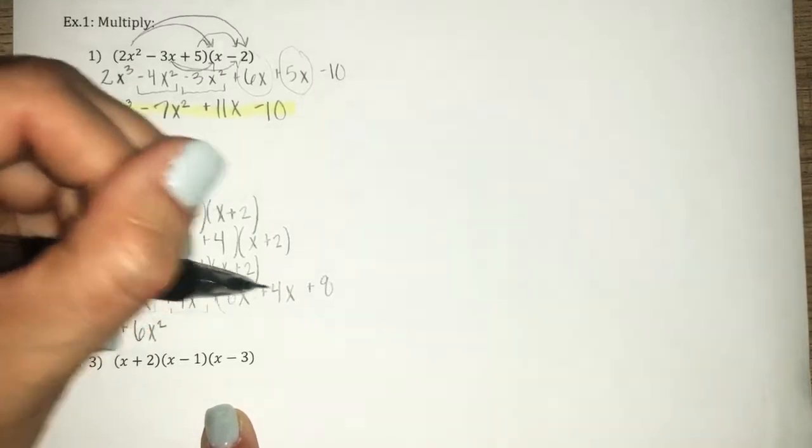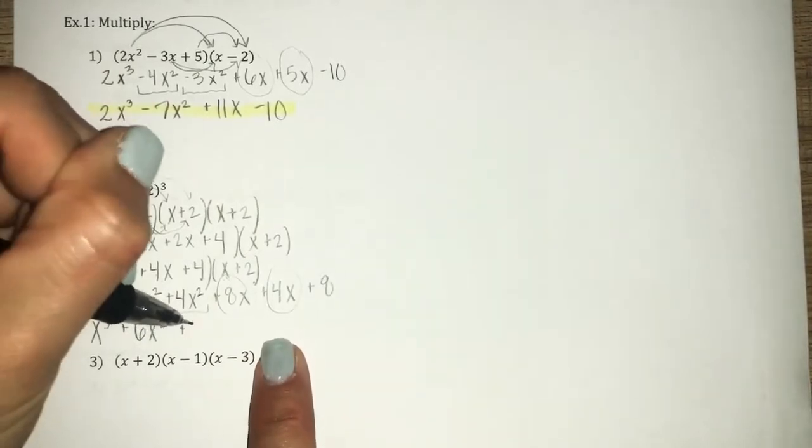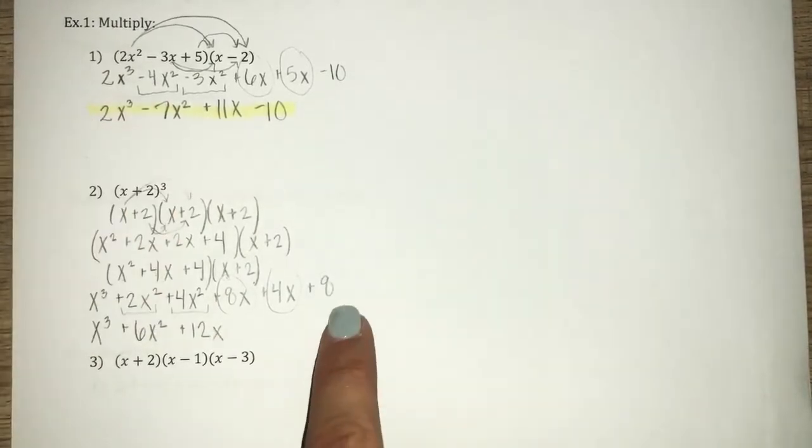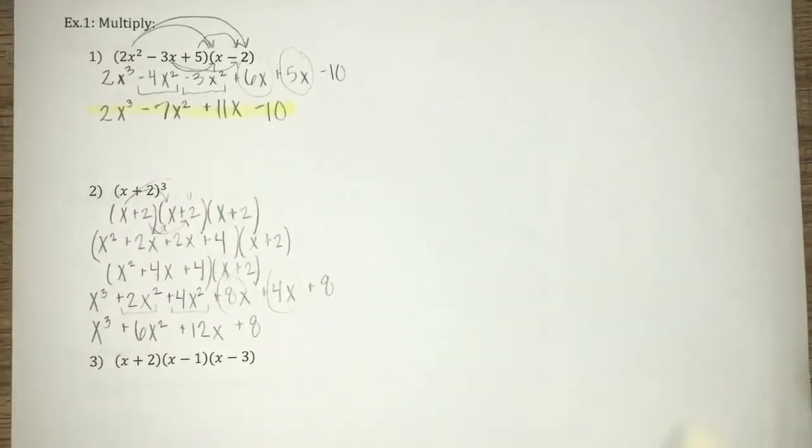And then 8x and 4x, those are like terms, they have the same variable, same exponent, so I can add them. 8 and 4 is 12, so plus 12x. And then 8 is my only constant, so I can bring that down. So plus 8. And then that's as far as I can simplify this.